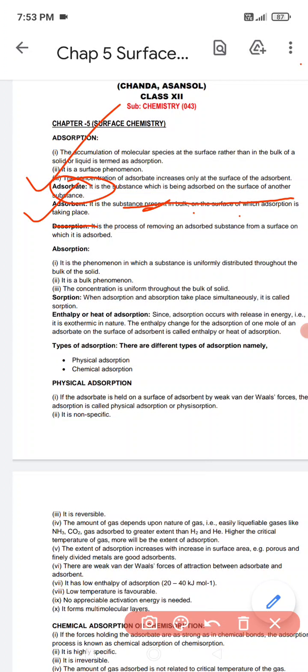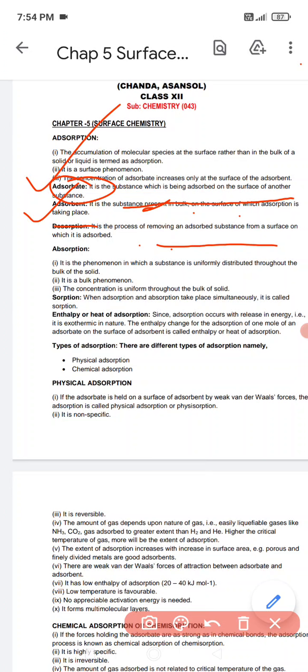After that, we have the next topic, desorption. What is desorption? It is the process of removal of the adsorbed substance from the surface on which it has been adsorbed. Now another term we have is sorption. What is sorption? If both adsorption and absorption take place together, then it is called sorption.